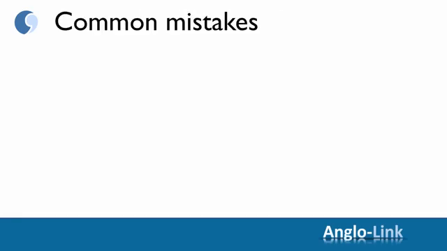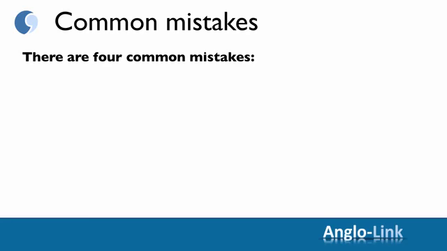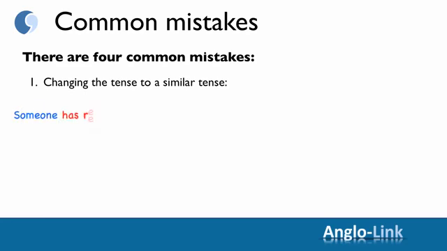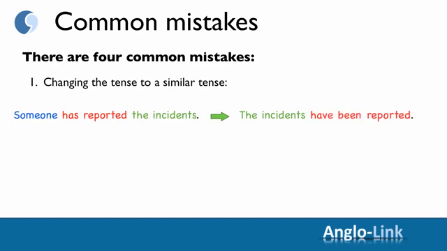Okay, it's time to look at some common mistakes. There are 4 common mistakes. The first one is changing the tense to a similar tense. For example, someone has reported the incidents. This is present perfect. It is a common mistake to say the incidents were reported, changing it to the past simple. Keep it to the same tense, present perfect. The incidents have been reported.